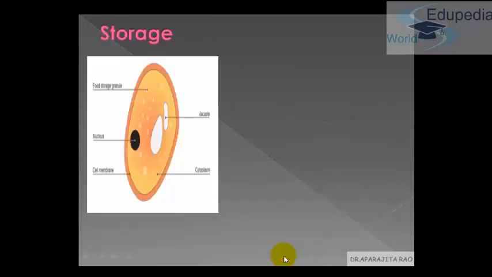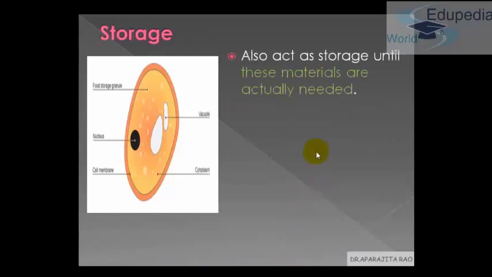Apart from cell shape, it also acts as a storage unit. These materials are actually needed for the cell, but not right now. If you see this picture, there is a food granule here. So the cell right now is not hungry. When it becomes hungry, it will utilize this food storage. What I mean here is that all the components that the cell needs but not right now are stored and used later on. This is done by the cytoplasm.